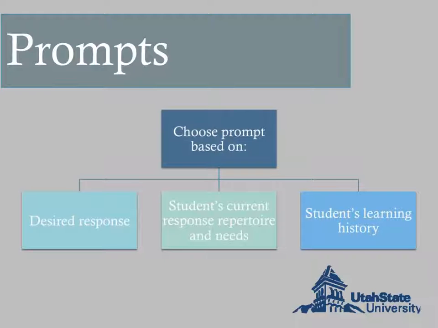We have discussed both response and stimulus prompts and what they might look like. So now, let's talk about how to choose a prompt. Prompts should be chosen based on the desired response. Is the prompt practical and appropriate for the target response? The individual's current response repertoire and needs. Does the individual know the skill already, have similar skills, or doesn't know the skill at all? And the individual's learning history, their attending skills, imitation repertoire, and acceptance of physical prompts.